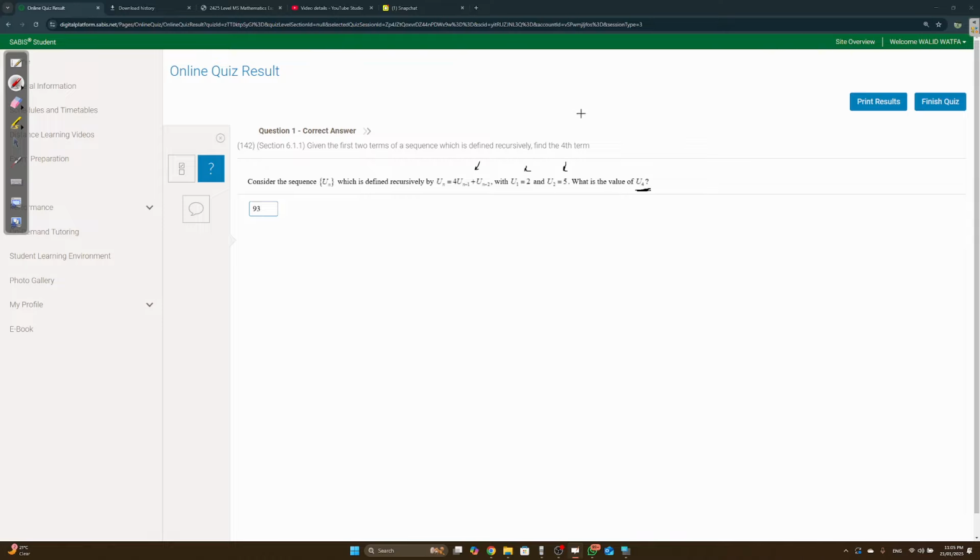Anytime you see recursive, you have to work your way up. So you can't find u_4 directly. Before finding u_4, you need to find u_3. Okay, so let's find u_3.